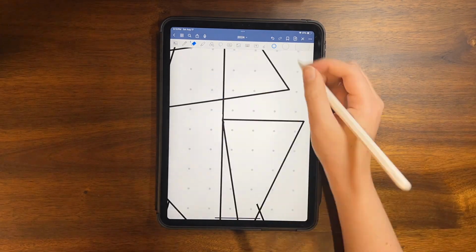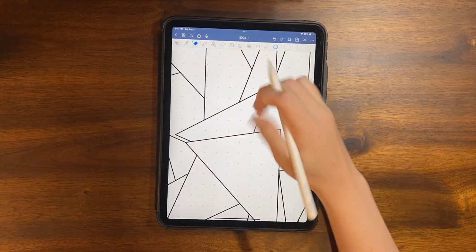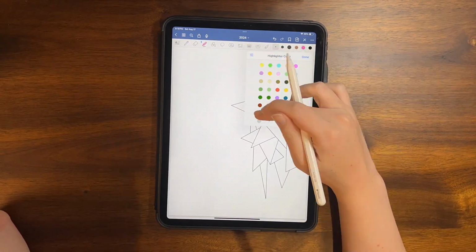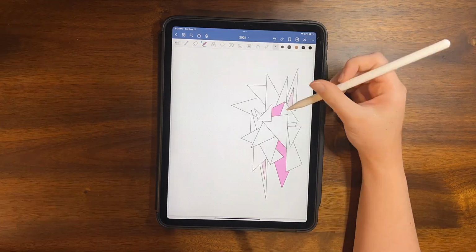So for today's video, I am doing another bullet journal. This month's theme is going to be kind of like a geometric triangle type of theme. I did find this online, I'll put the link to it in the description box below.